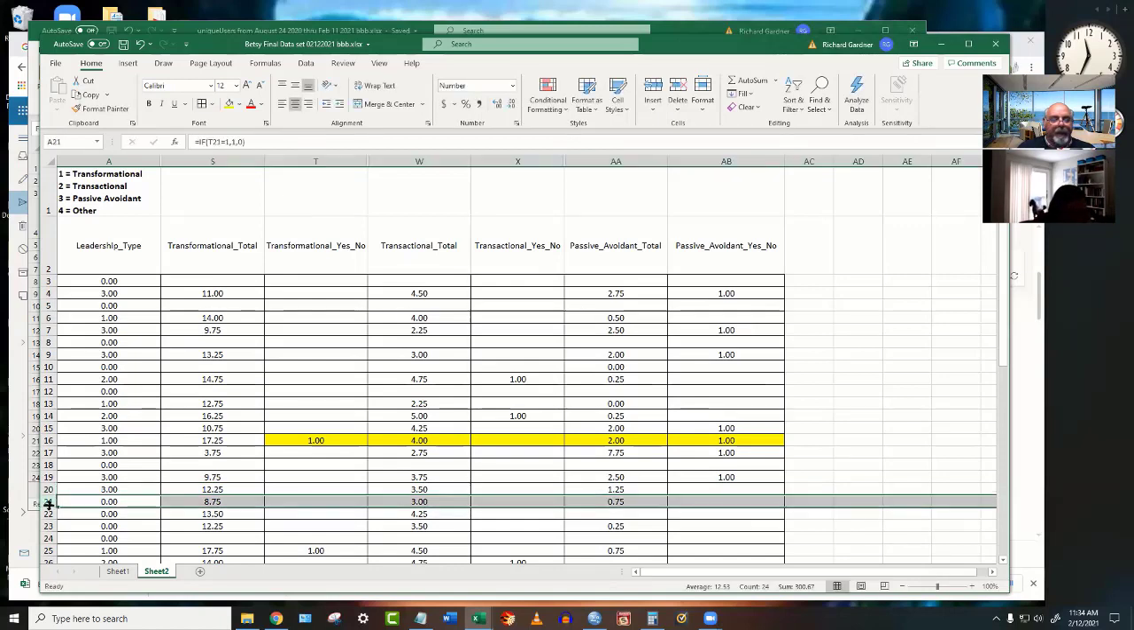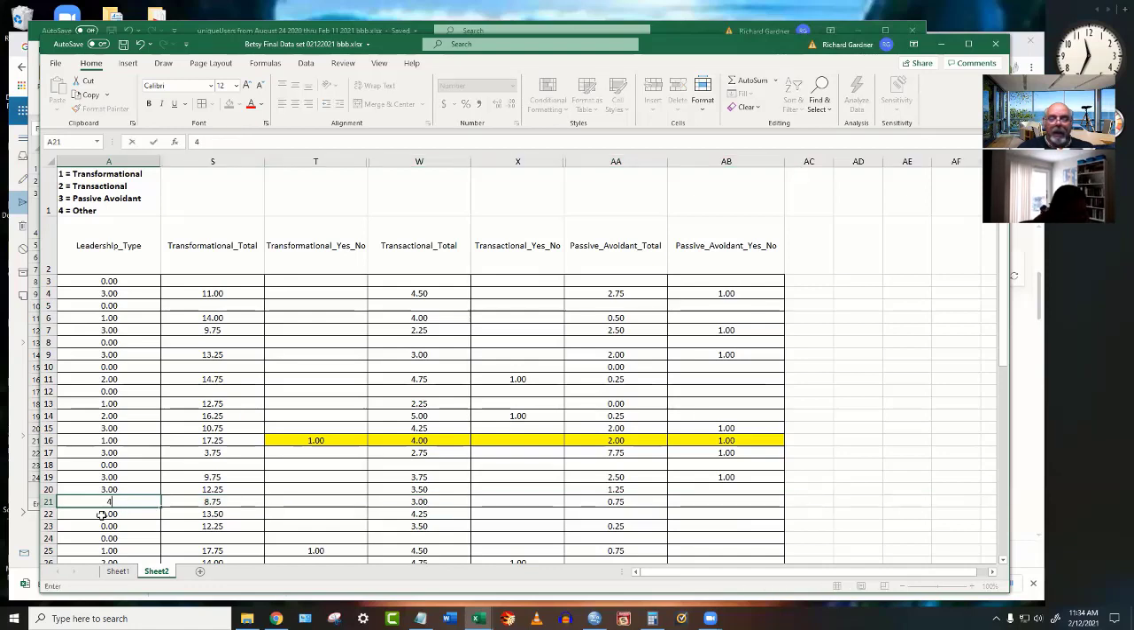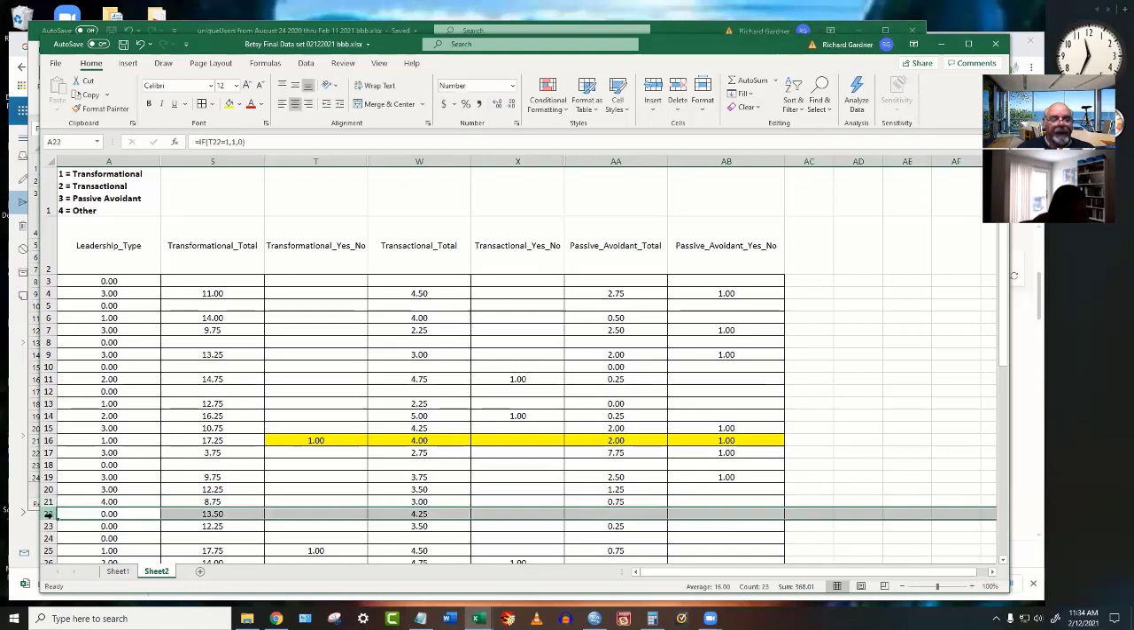This guy. Oof, that one's ugly. Remember, if you're not sure, you got another option. Let's use other on that one, and then I can go back later. And other, good. But this guy, 13, 5, 4, 2, 5, transactional. That's a two.